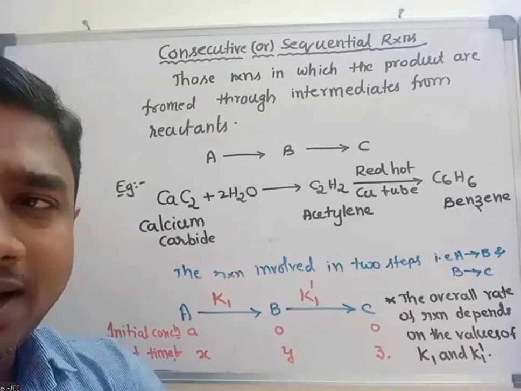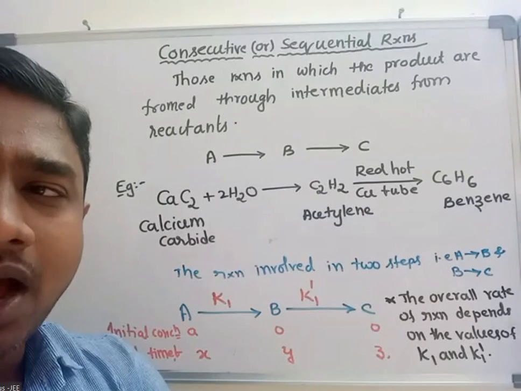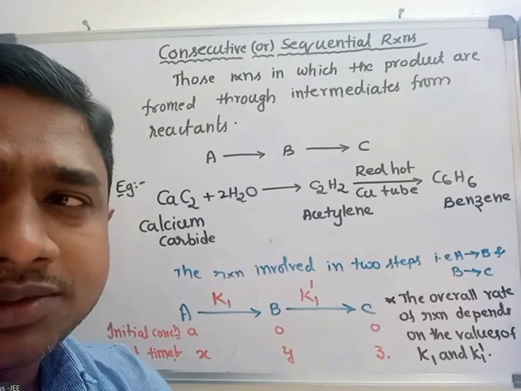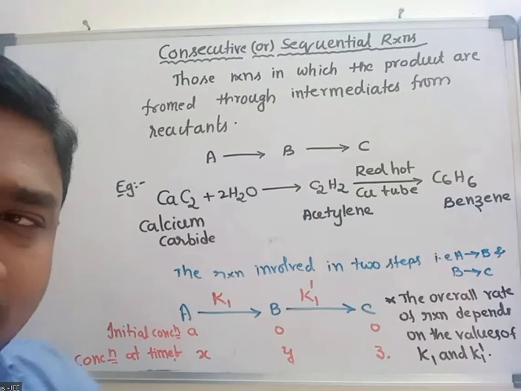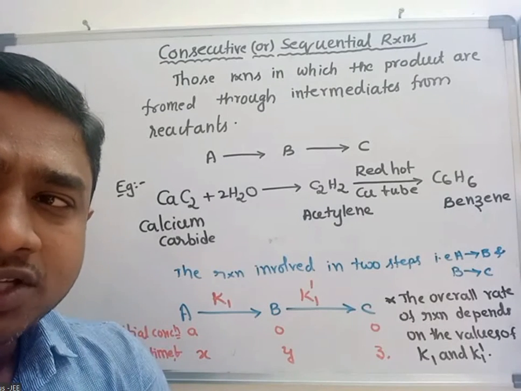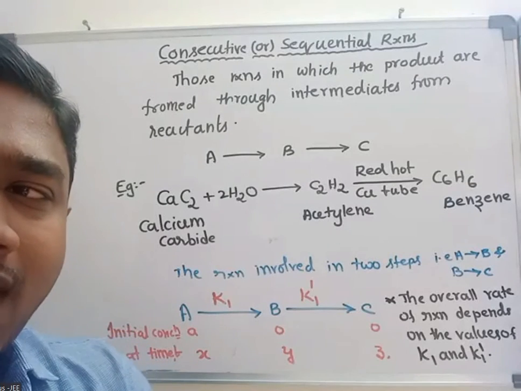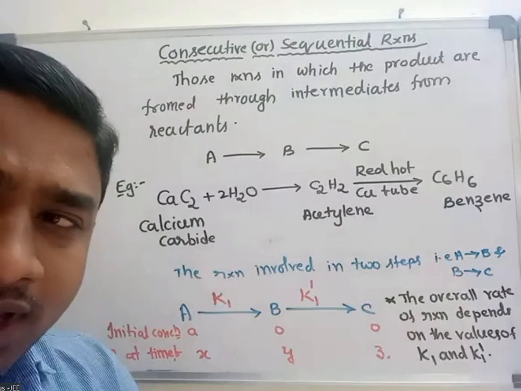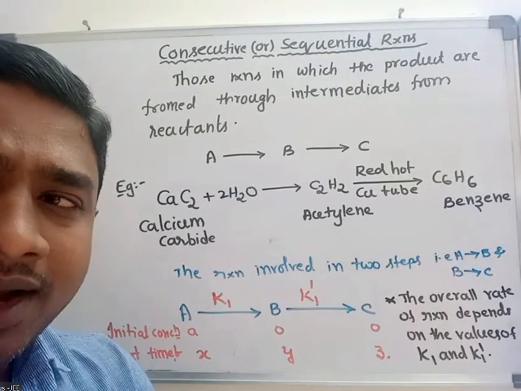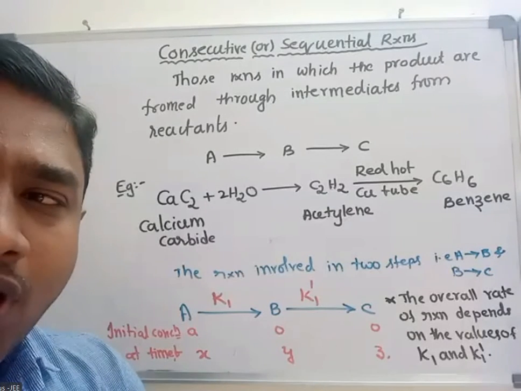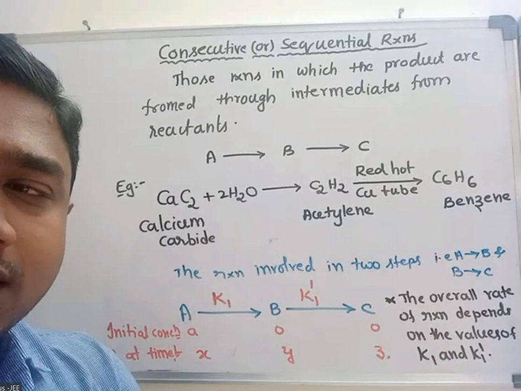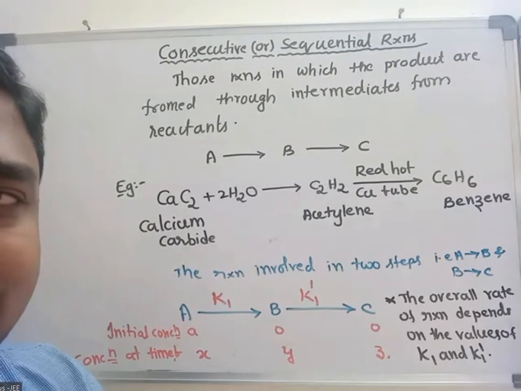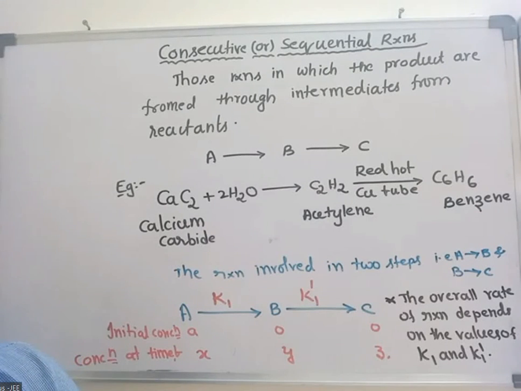According to chemical kinetics, the slowest steps are treated as rate determining steps. The speed of those reactions depends upon the rate constants K1 and K2. The rate of a reaction depends upon the rate constants K1 and K1 dash. As the value of K increases, the product concentration increases. That's why that reaction is a little bit quicker than the reaction with less K value.